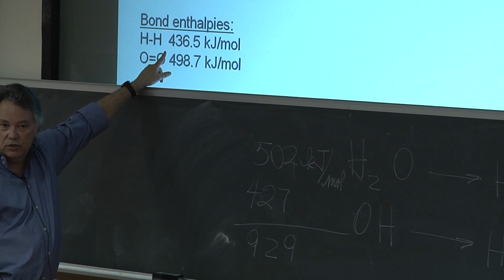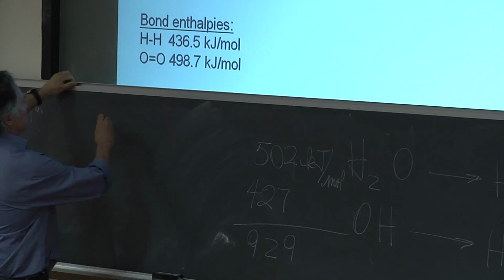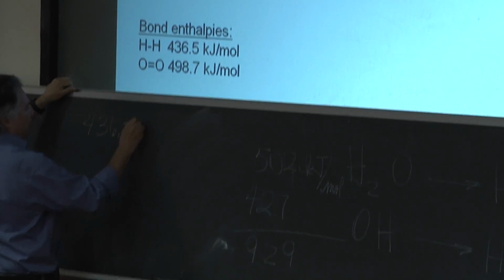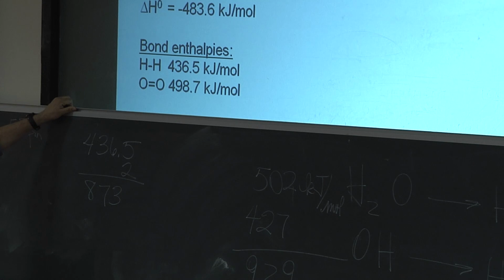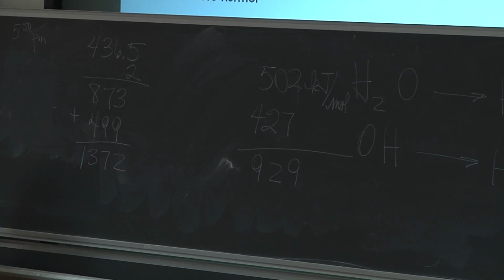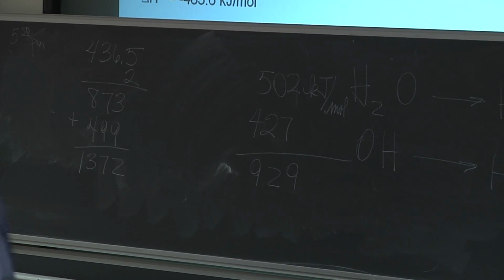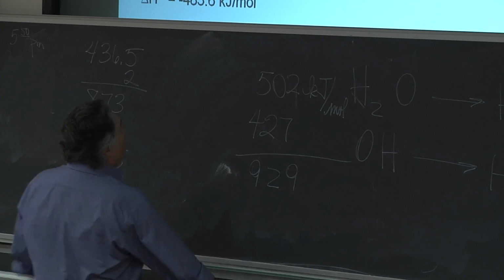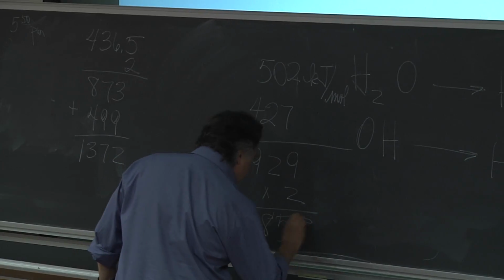Okay, and now you can see what's going on. First, you're going to break 2 hydrogen bonds. Then you're going to break an oxygen bond. So you have to put in a lot of energy to do that. Let's see, I got 436.5 times 2. That's 873 kilojoules per mole to break up the hydrogens. I'm going to add to that the 499 kilojoules per mole for breaking up the oxygens. And that's going to give me 1372 kilojoules per mole. Okay? And then there's 929 kilojoules per mole for every water molecule. But I'm forming 2 water molecules. So I'm going to multiply this guy by 2, and you get 1858.